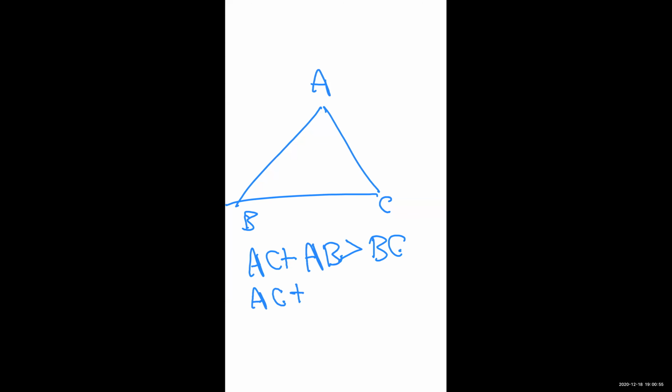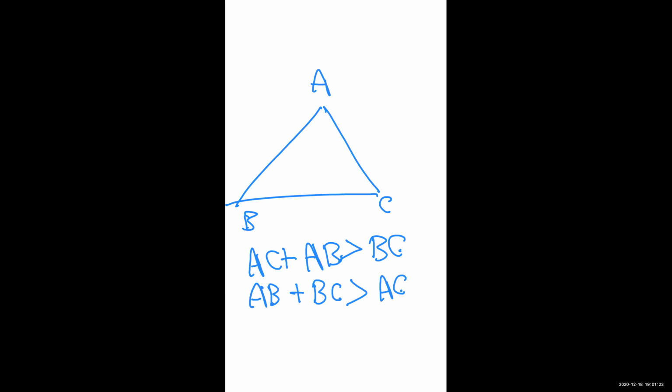I'm still explaining. Concentrate on this one. AC plus AB is greater than BC. And also, I want to get AB plus BC is greater than AC. Are we clear till now?